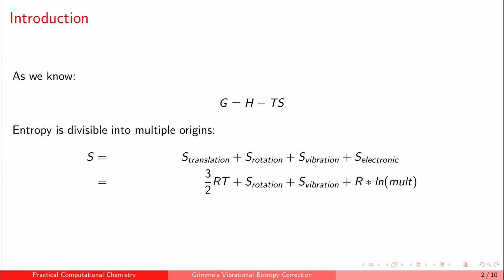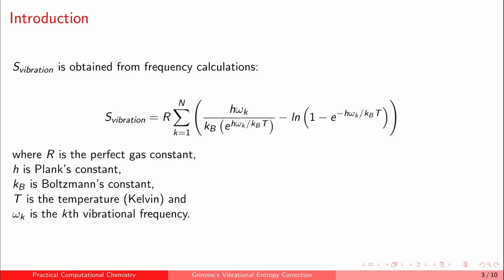The rotation entropy is also relatively straightforward and is given by different formulas depending on whether we have a single atom, a linear molecule, or a more complex molecule. The most complicated term is really the vibration, which is obtained from the frequency calculation, so the frequency modes, and is given by this formula.